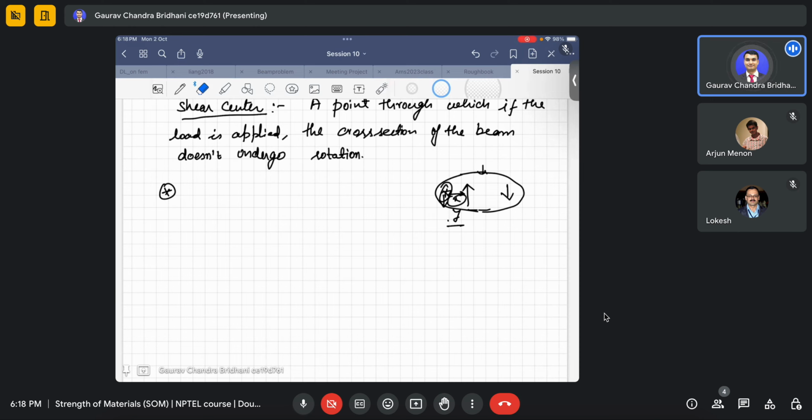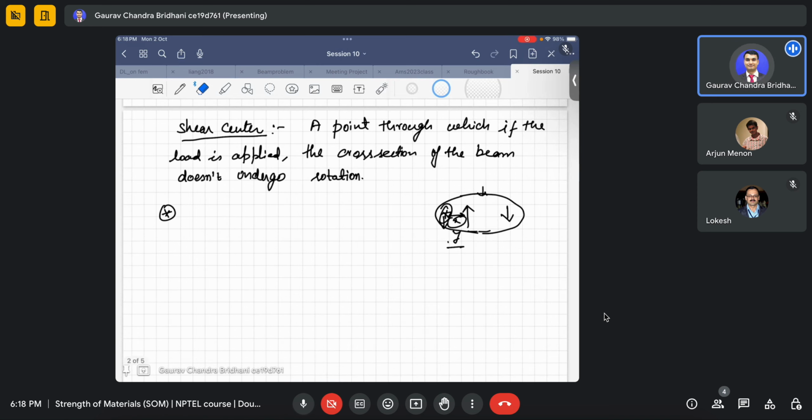We may not require it at this point of time, but we should know the concept of shear center. The concept is that if the load passes through the shear center, the cross section is never subjected to torsion, meaning a torque. Now, I can give you a little bit on how to locate or find where the shear center will lie in a particular cross section.